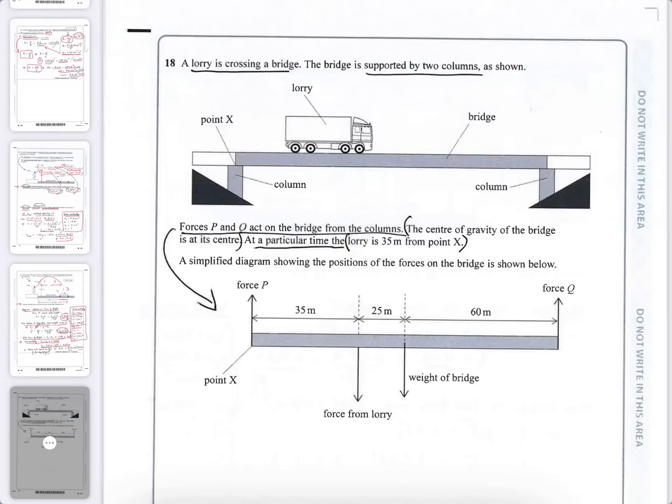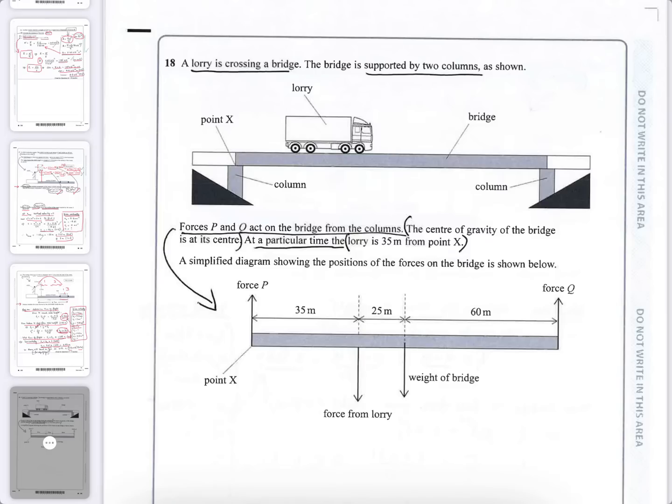So we put the P and Q upward forces. We got the weight of the bridge as a downward force at the halfway point, which is 60 meters from force Q and 60 meters from force P, and the lorry, the center of its mass, is at 35 meters from force P. So we're assuming the bridge is at equilibrium, it's not going to collapse.